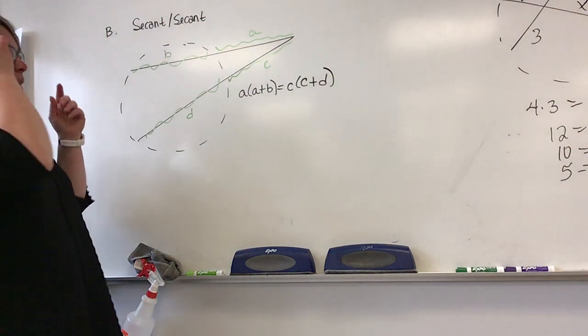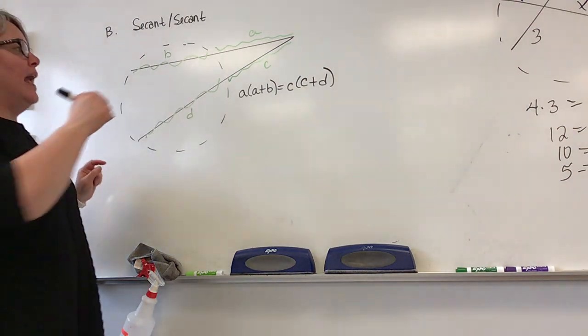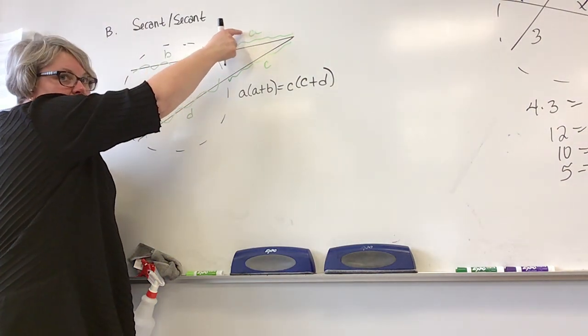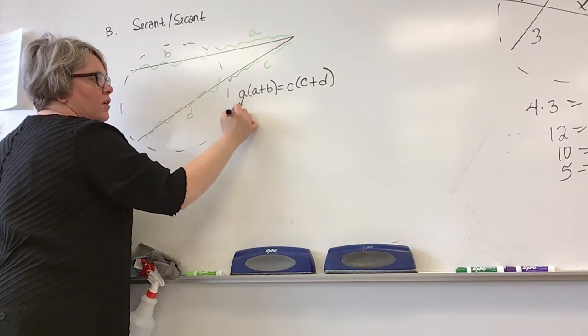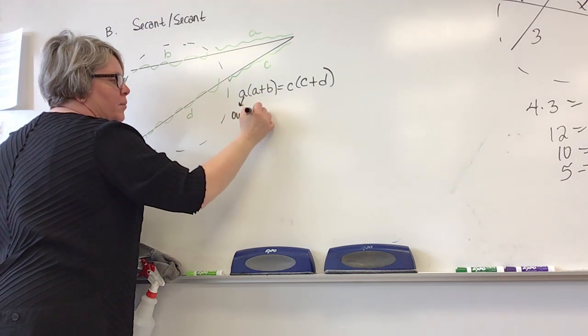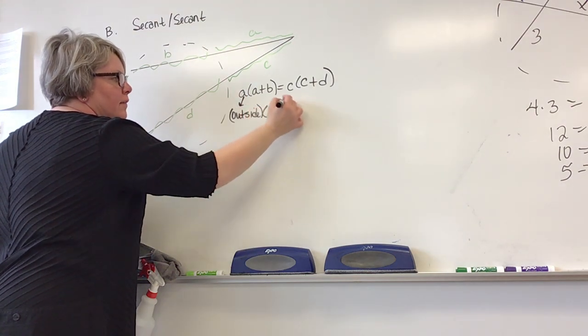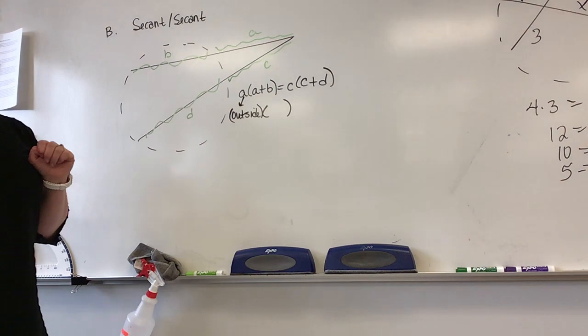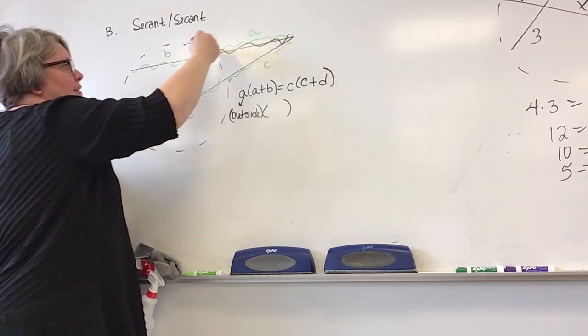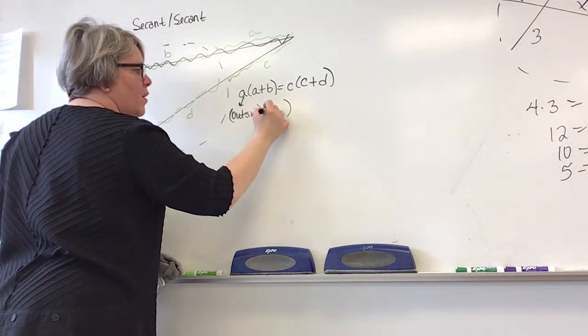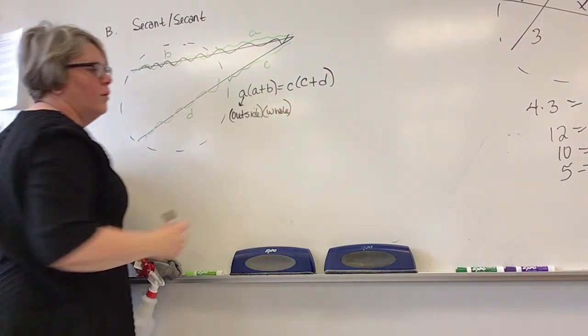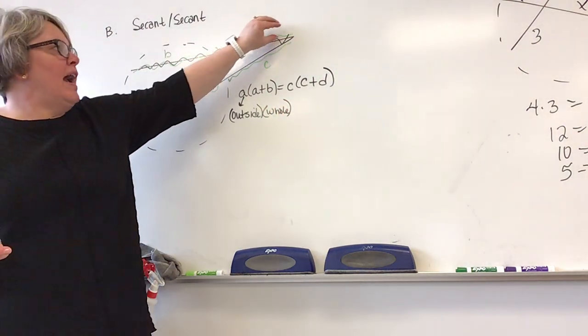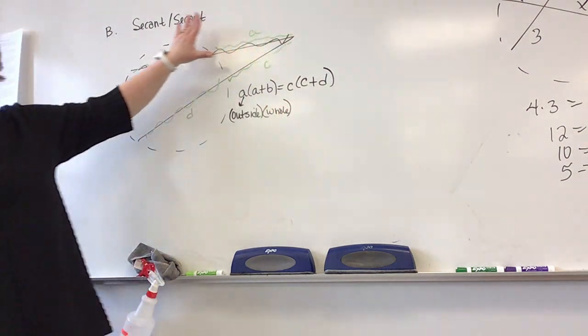So I don't memorize it like this at all. A is outside. Do you agree? Yes or no? So I write my formula as outside. And A plus B is the entire length. So I say the whole part. So the outside times the whole.